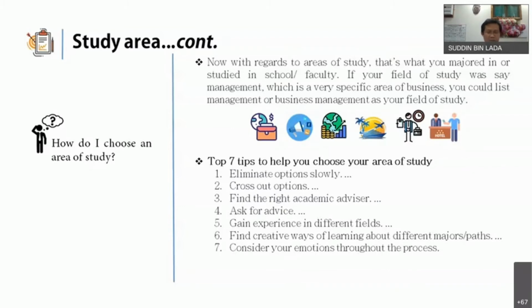Number 3, find the right academic advisor, especially your supervisor. Talk to them, discuss with them, and ask their advice to help you select the right area for your study. Sometimes one popular question is always asking yourself what I should do. When you try to answer that, you need to read a lot, discuss, verify, and choose which one is the best.